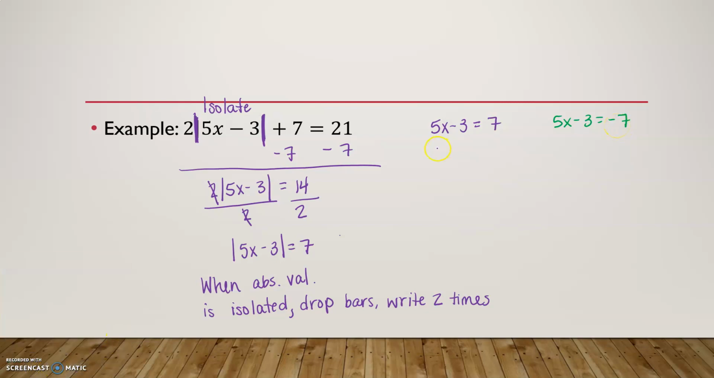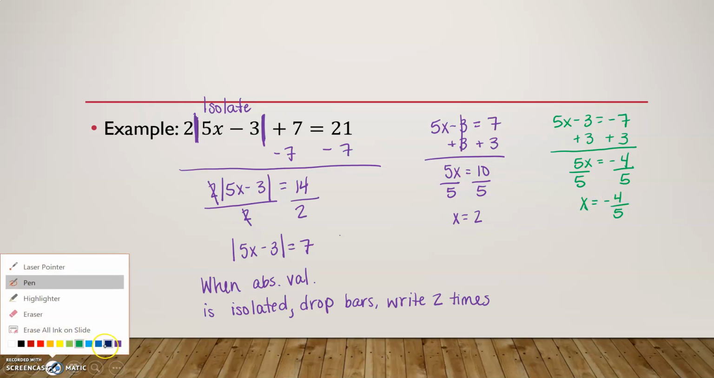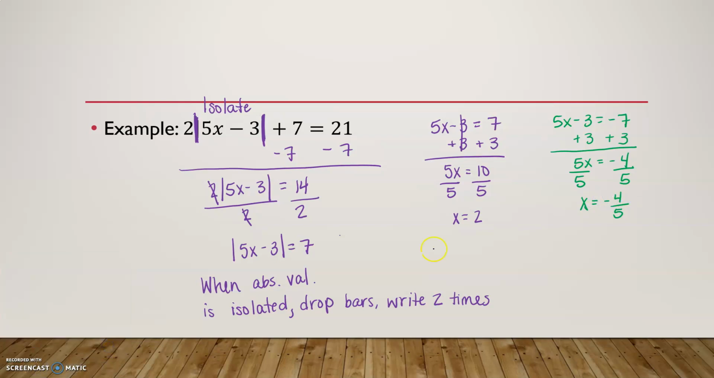So let me start on the positive one. Add 3, cancel, and 5x equals 10. Divide both sides by 5, and we get x equals 2. So there's one answer. And if I solve the other one, add 3 to both sides, 5x equals negative 4, divide by 5, leave your answer as a fraction, x equals negative 4/5. Let me do a quick little check here for both of these because it's really good to check our work. If I plug in 2, I get this.